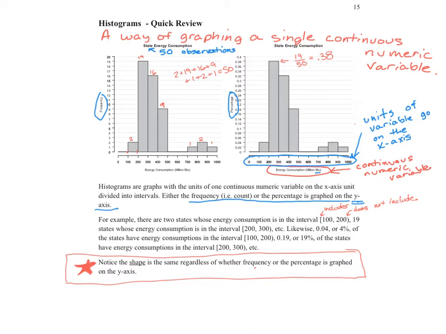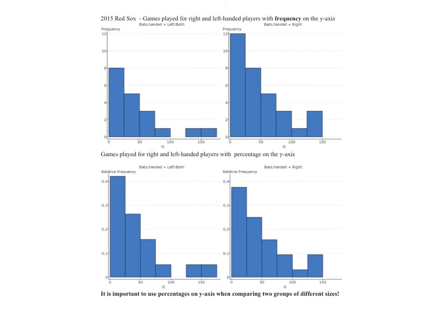But what if you're looking at more than one group and you want to compare the graphs, which is the situation we have in the example on the next page. And in this example, we're using some data from the 2015 Red Sox. And this data set actually has lots of variables. And two of the variables are handedness, whether they bat left or right, and the number of games they have played. So player is an identifier, and each row or observation in the data set is one player.